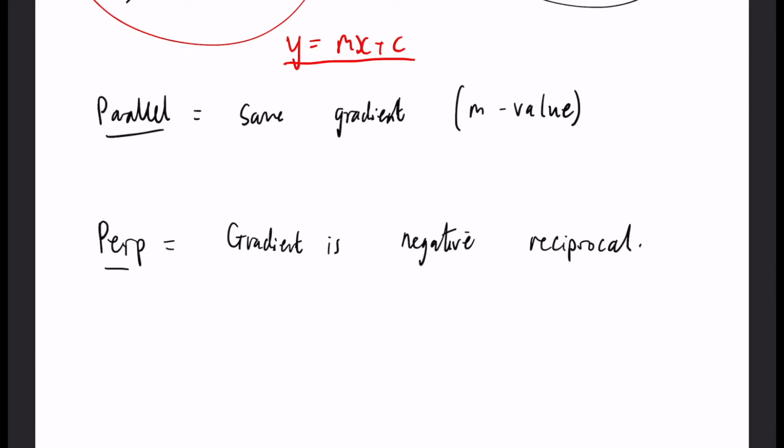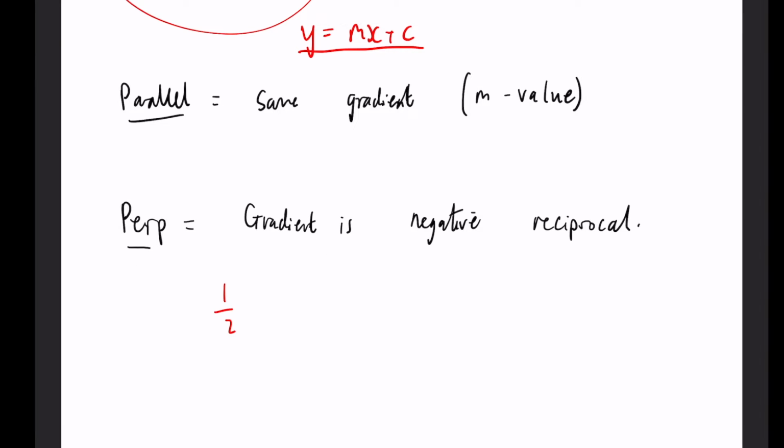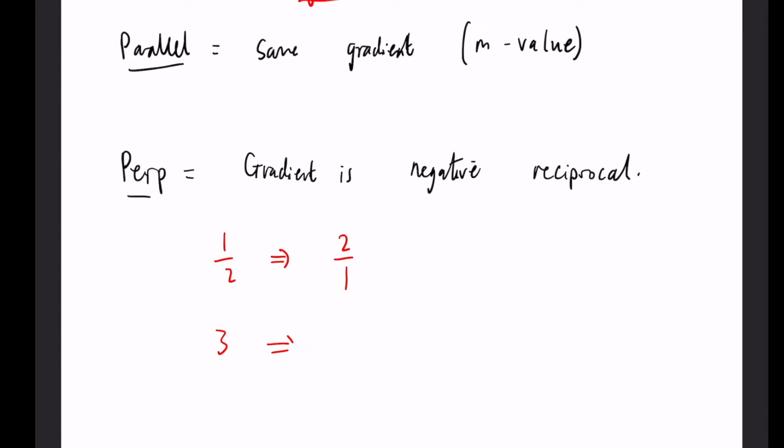So what does negative reciprocal mean? The reciprocal of something, say we've got a half, the reciprocal would be 2 over 1. So we flip it like a fraction. So for example, if we've got 3, that would be a third, because 3 can be written as 3 over 1. So if you flip that fraction, you'll be left with that. But we want the negative reciprocal. So rather than just flipping the fraction, we also make it negative. So a half would become minus 2, and 3 would become minus a third.